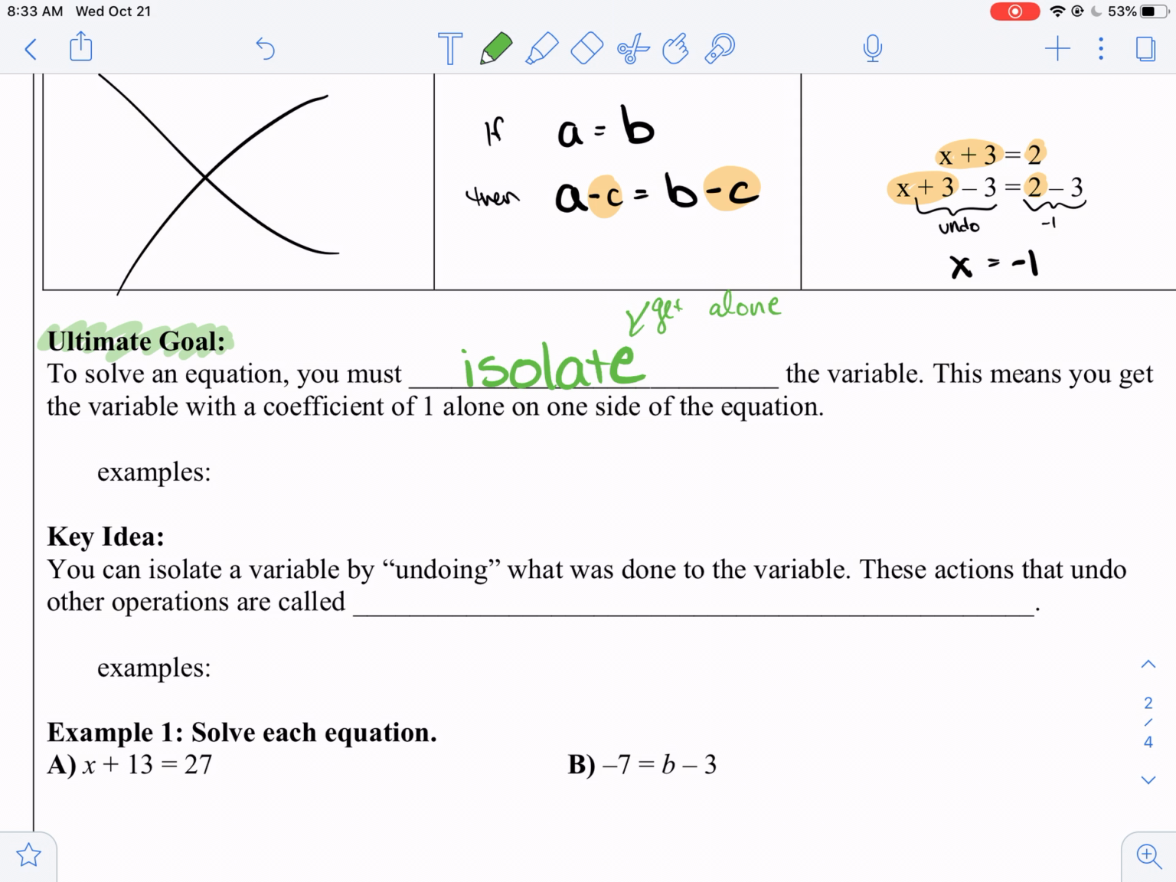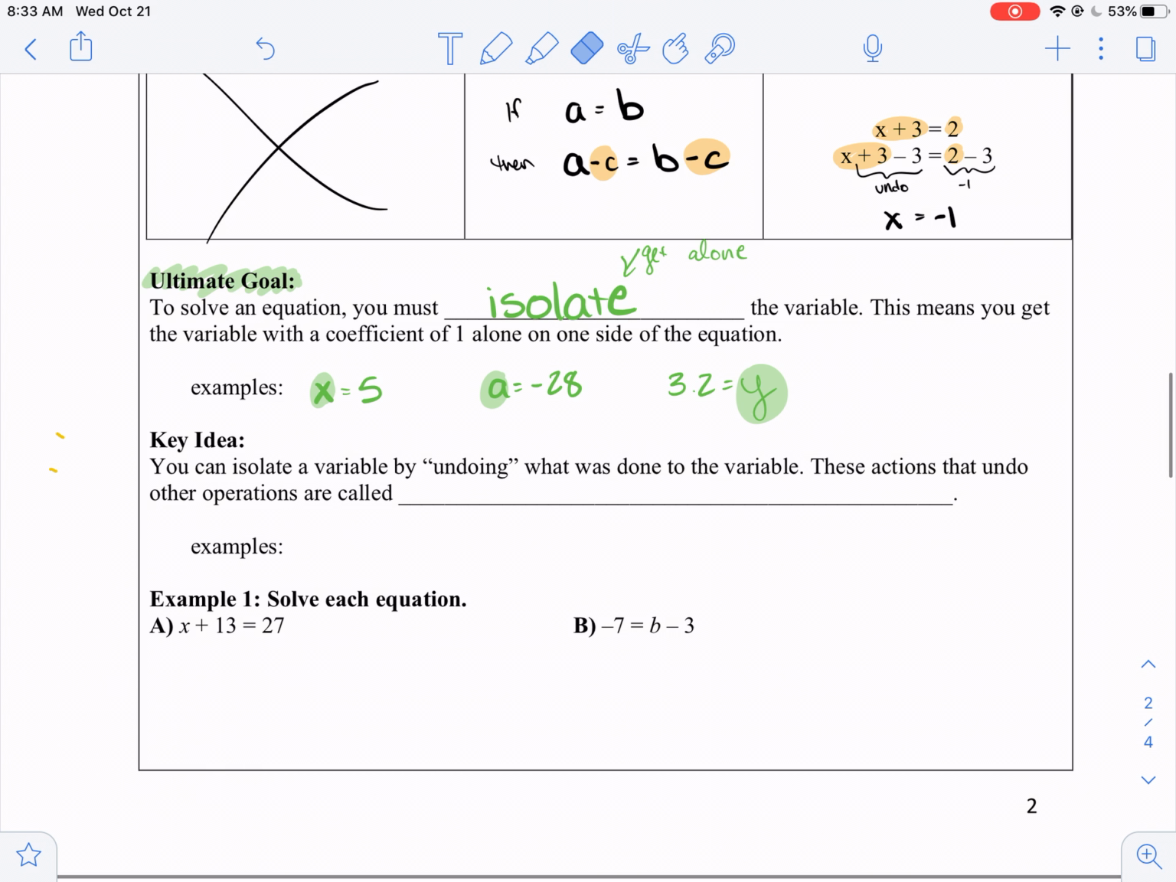So an isolated variable is when you have like x by itself, say x equals 5. Or you have like a equals negative 28. Here, these are isolated because the variable is all by itself on one side of the equation. It doesn't have to be on the left side. You could have like 3.2 equals y. And as long as you have just the variable all by itself on one side of the equal sign, that's totally fine.